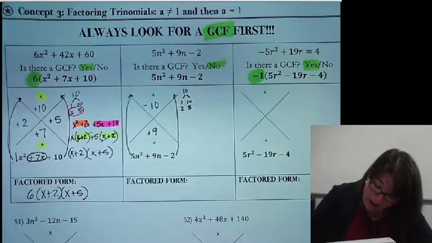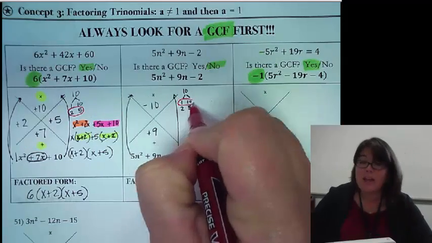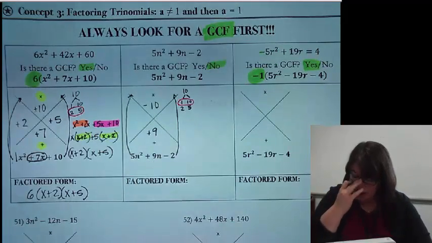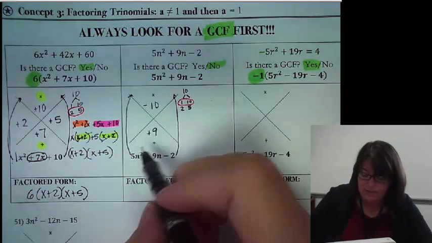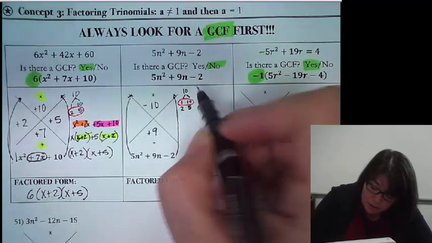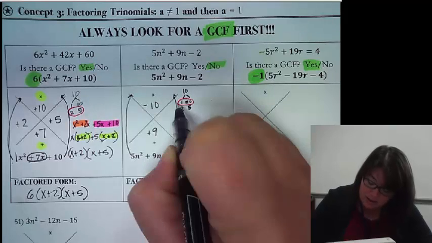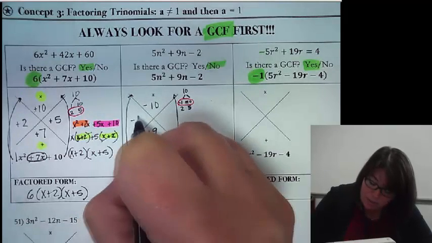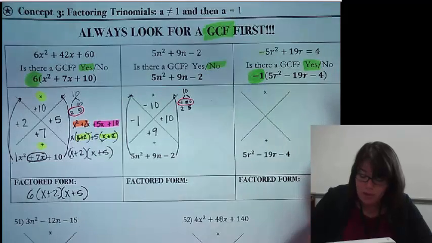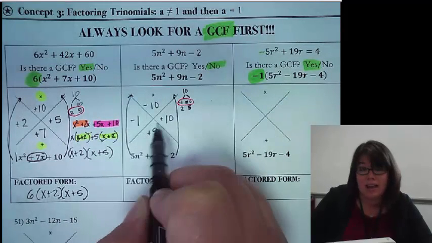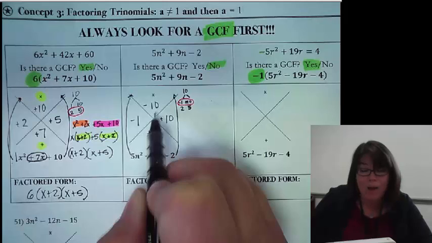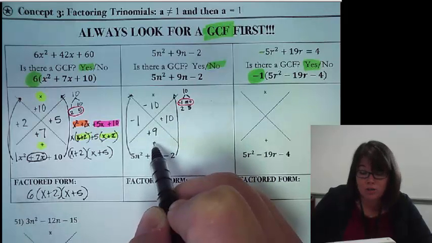I've got 1 and 10, 2 and 5. Well, I can make 9 if I have 1 and 10. If I have, let's see, I want it to be a positive 9. So I need my big number to be positive and my little number to be negative. If I use a negative 1 and a positive 10, they will multiply together to be negative 10, and when I combine them, I will get positive 9. So these are my two magic numbers.